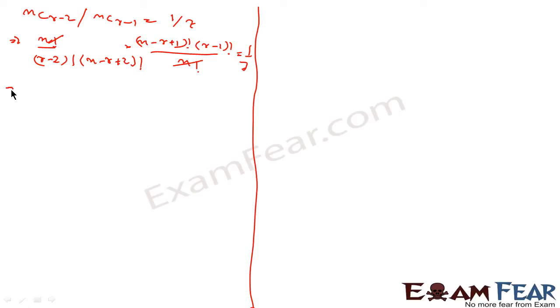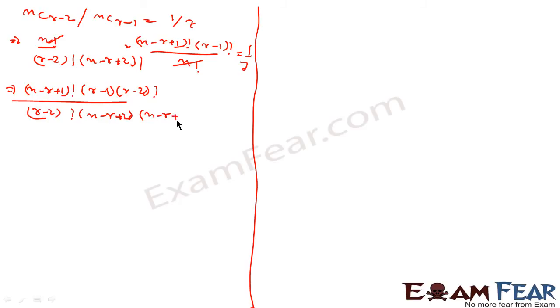So I'll write like this. This is equal to (n-r+1) factorial. (r-1) factorial I can say (r-1) into (r-2) factorial, and this becomes (r-2) factorial. I don't change this, but (n-r+2) factorial I can say (n-r+2) into (n-r+1) factorial.